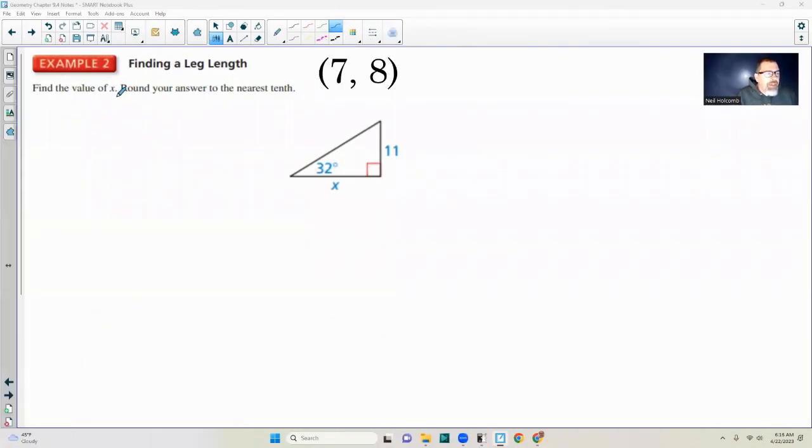Okay, so now it says find the value of X and round your answer to the nearest length. We're finding the leg length. So we're given an angle measure. We are given a side length, one of the legs, and we're given the other leg. So what you should do when you're doing these problems is label your diagram. So this is what's called the reference angle.